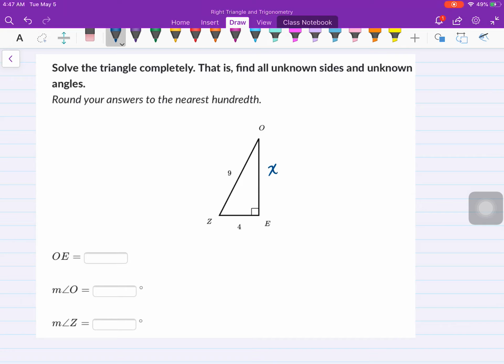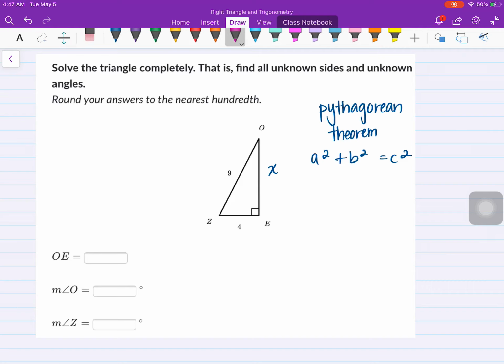Now earlier, probably two lessons before this one, I introduced the Pythagorean theorem. What this does is help you find any side of a right triangle based off two other sides that are given. So this is a squared plus b squared equals c squared. And in this case, I do want to identify a, b, and c.